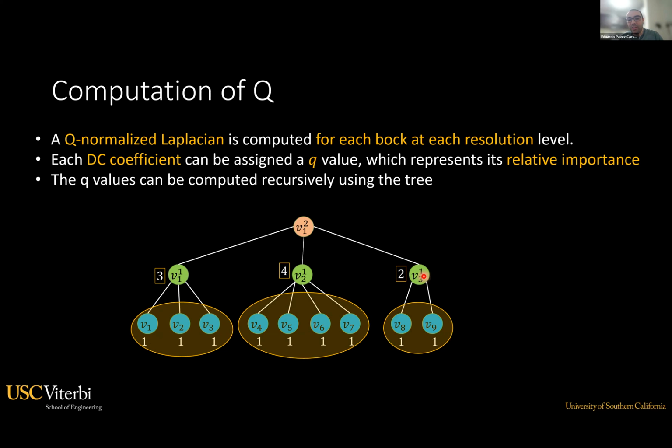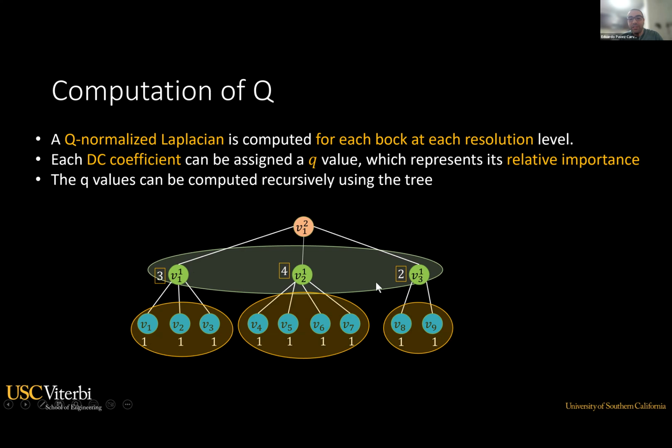Then when we process these three low pass coefficients together, we use the QGFT with the importances 3, 4, and 2. Then we propagate it to a lower resolution level, and the importance of this point is going to be 9, which is the sum of 3 + 4 + 2. This way we avoid this energy leakage because of the irregularity of the geometry.